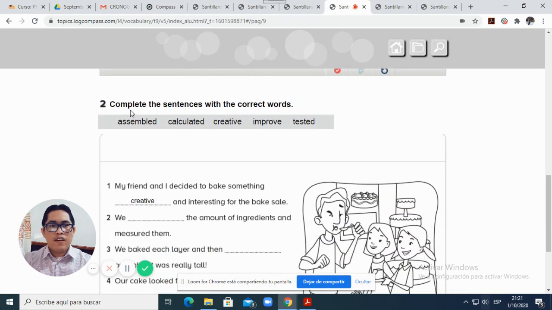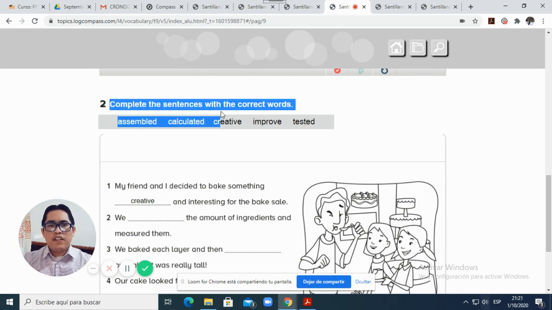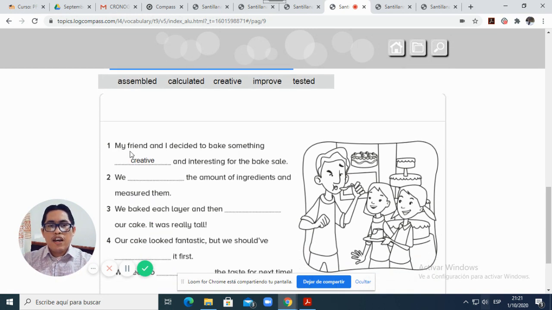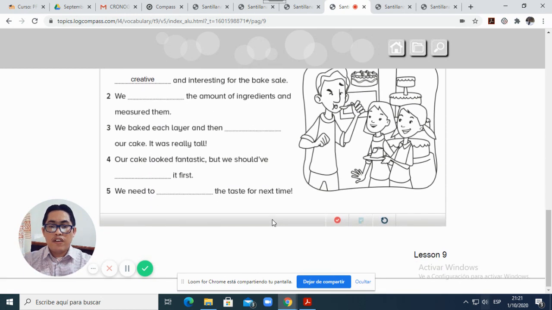Now here, it says, complete the sentences with the correct words. Okay, we have some options here, and you need to complete with one of these options. For example, number 1 says, my friend and I decided to bake something creative and interesting for the bake sale. So I'm using here the word creative, right? You continue completing with the other options that you have here. And that is all about lesson 9.